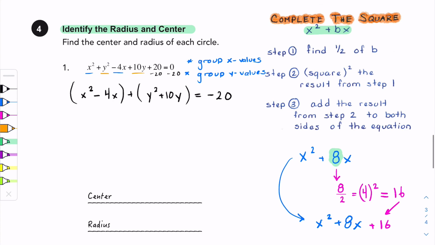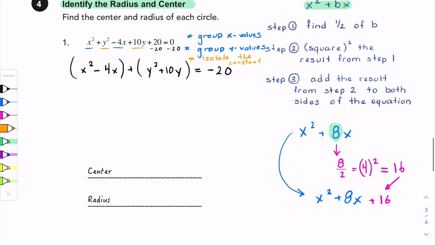So not only did we group the x and y values, we also isolated the constant term, which is this number. Okay, so once you get to this step, you need to complete the square for both sets of parentheses.